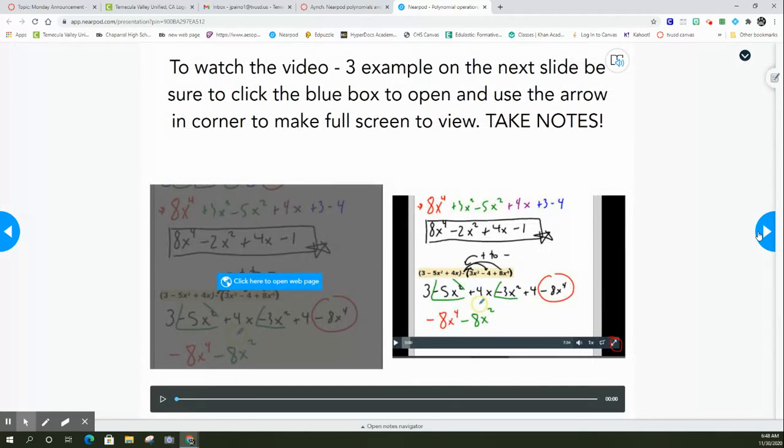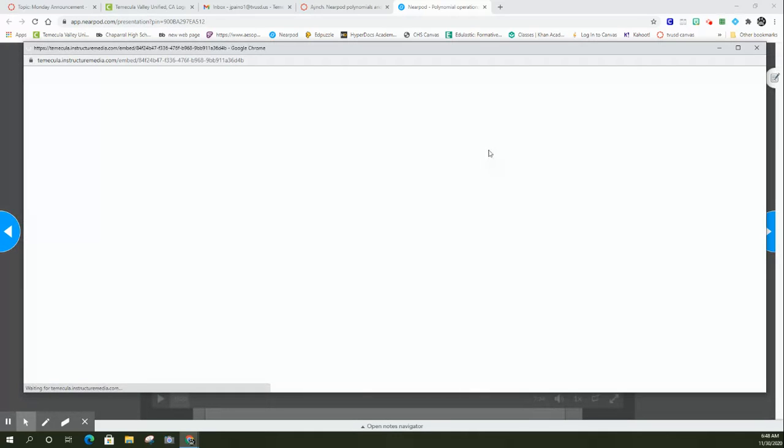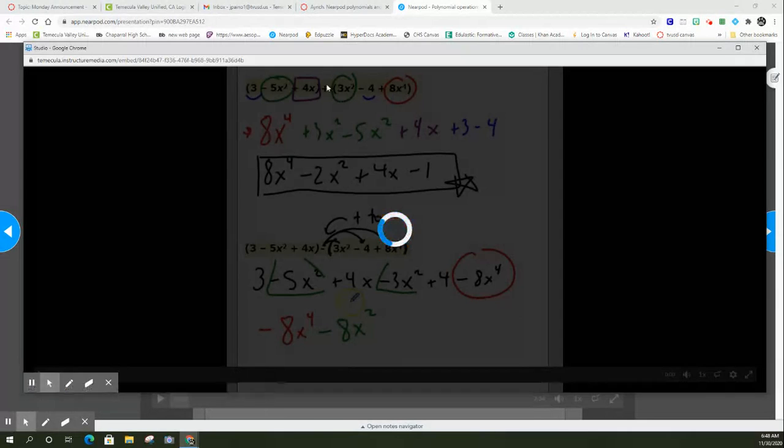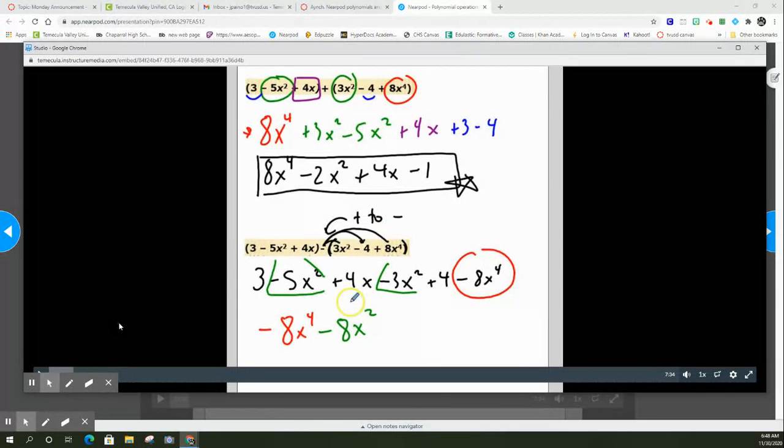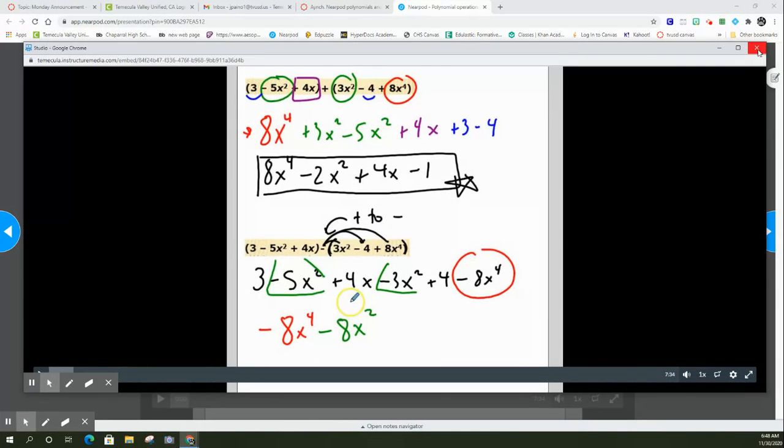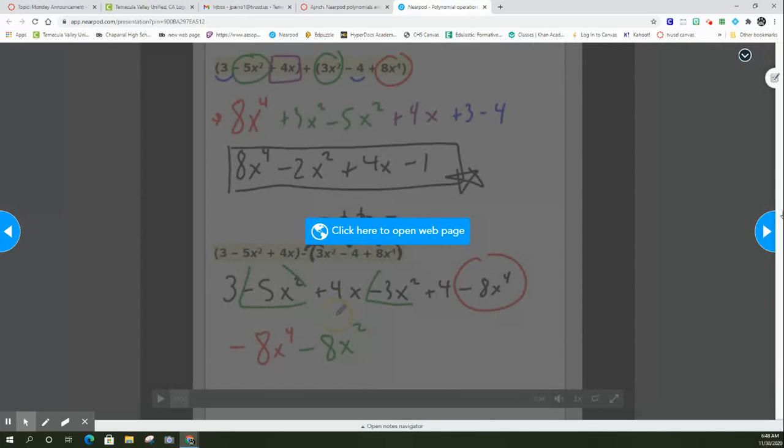All right, there's some examples here for you guys to watch on your own. They're not here on this slide. So if you come here, you hit next, it's going to pop up. And here's a video that has some examples for you guys to watch on polynomial operations. If it doesn't automatically pop up, just click the blue button right here.